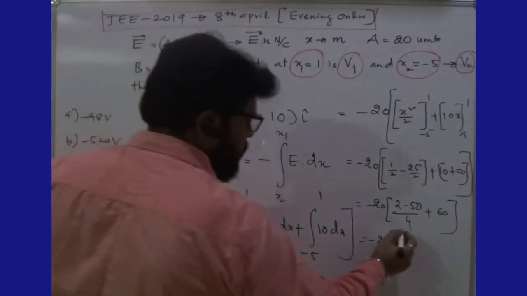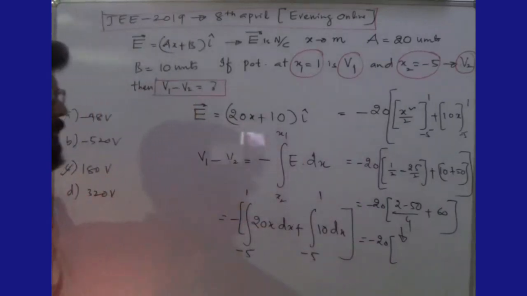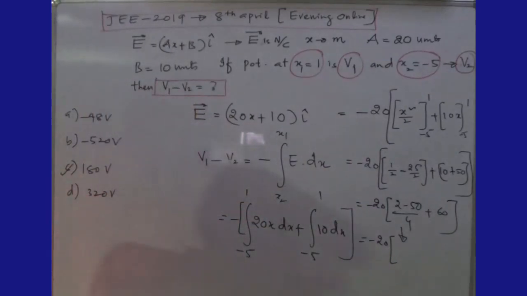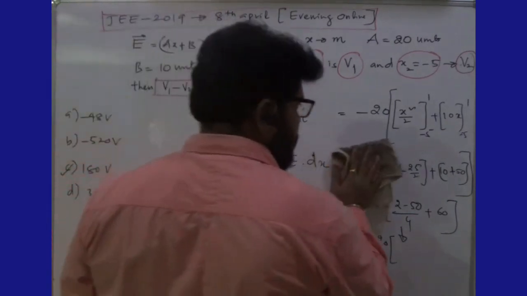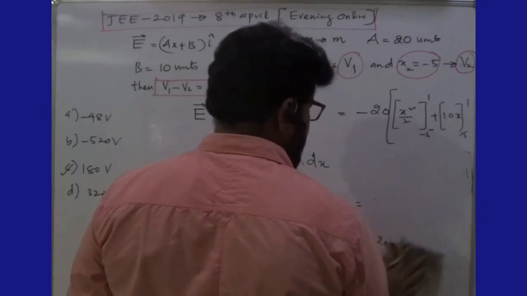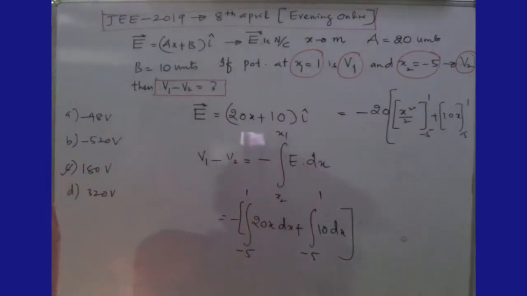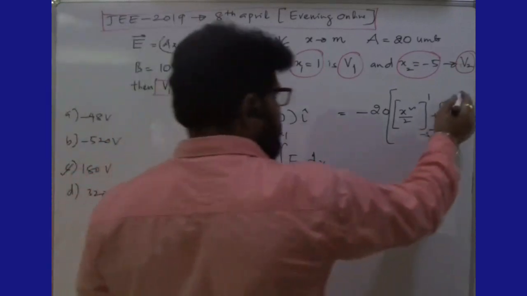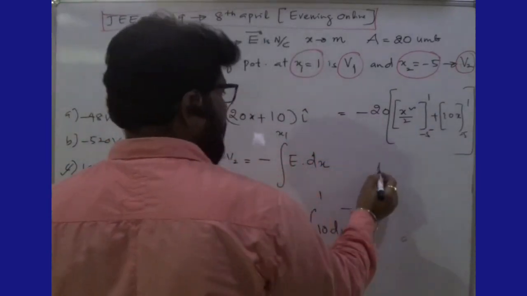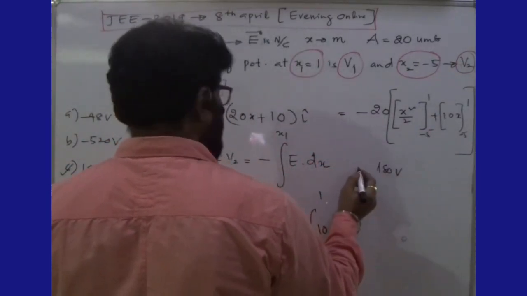Just complete the calculation part. I am leaving it till this point, and I will erase this part also, so try to complete from here. I am leaving the calculation for you. What is the option that you have to get? 180 volts. Option is C.